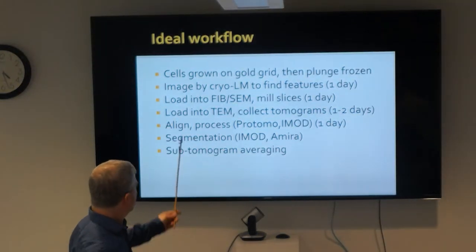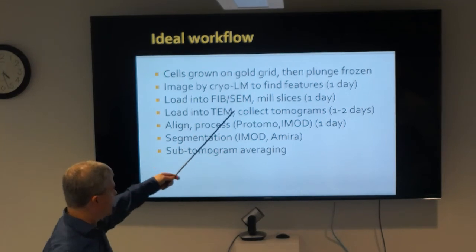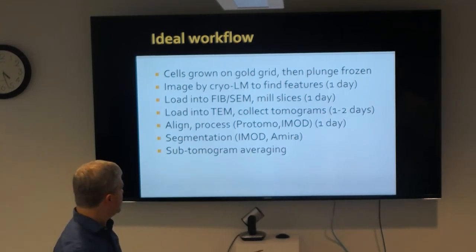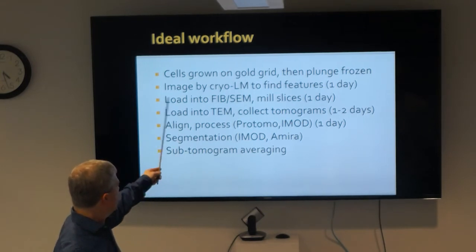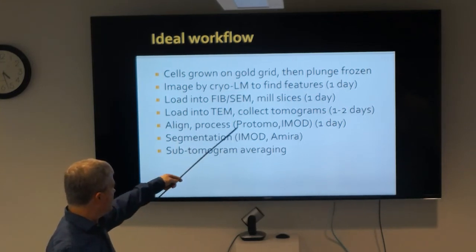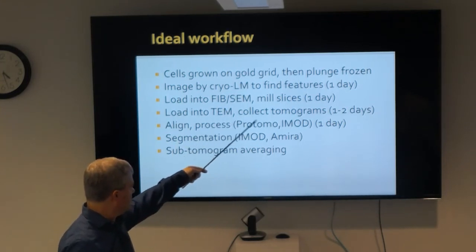So the ideal workflow is you grow your cells on a gold grid. You can't use copper grids because the copper is toxic to cells, and then plunge freeze them. Ideally, you could image by cryo-light microscopy to find features. Load into the FIB-SEM and mill slices. That's about a day's work.